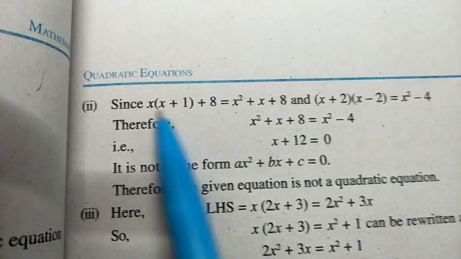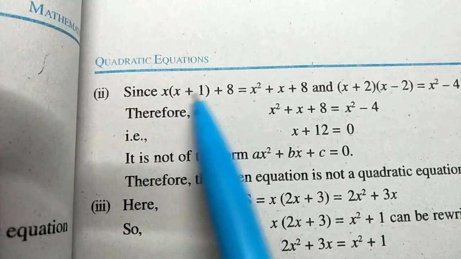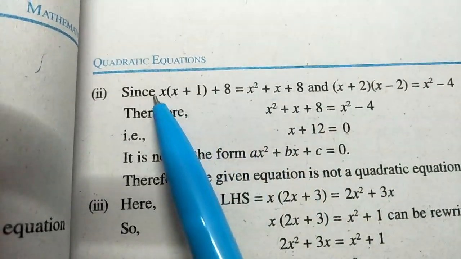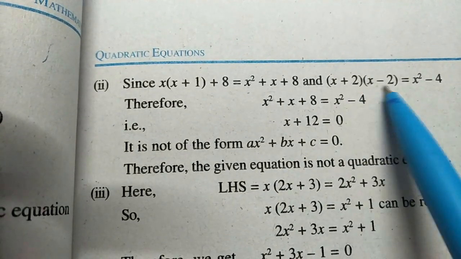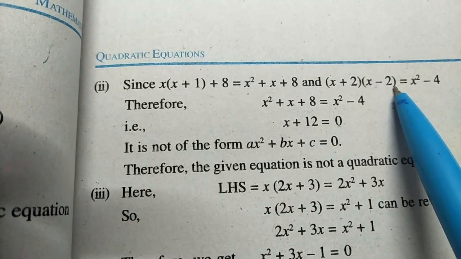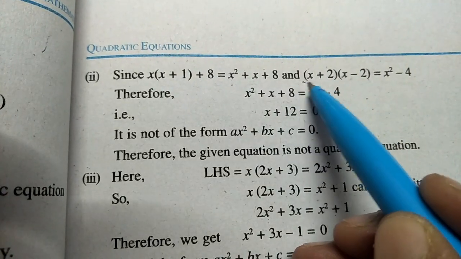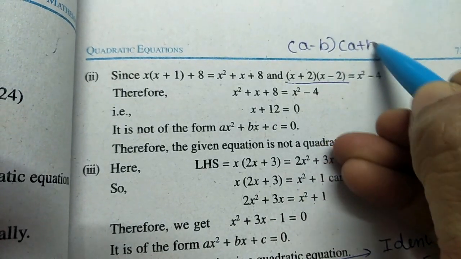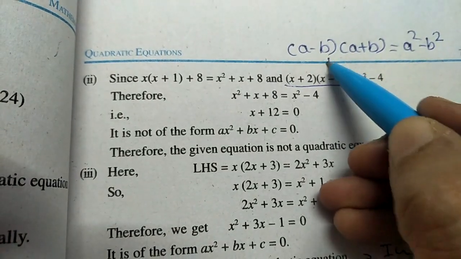Okay. So on the next page, you have the next sum. Now for that, you have to first solve the left hand side. Now left hand side is x multiplied by (x plus 1) plus 8. That gives you x square plus x plus 8 when you open the bracket. Now that is equal to this. Now this again is an identity, (x plus 1) and (x minus 1)... so you get x square minus 4. Okay. So this is again an identity, that is (a minus b) and (a plus b) gives you a square minus b square.